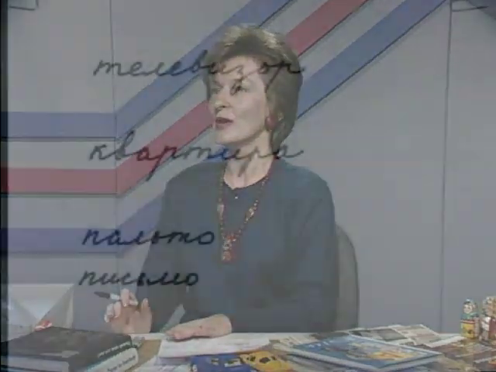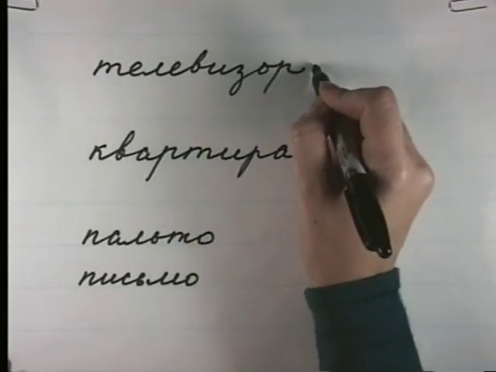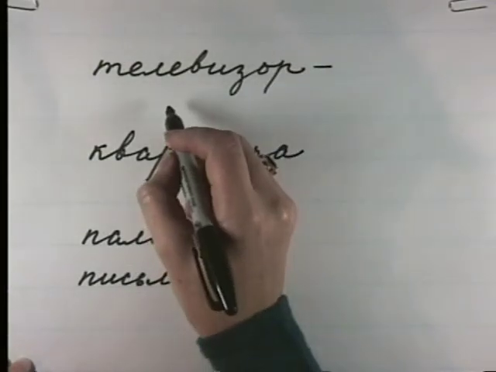And now pick up your pens, ручки, or pencils, карандаши, depending upon what you like to write with, and we are going to practice. Итак, let's look at these words, and we are working on their plural forms. So, телевизор, what's the plural of it?